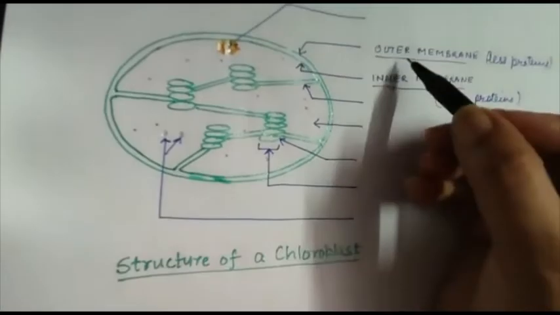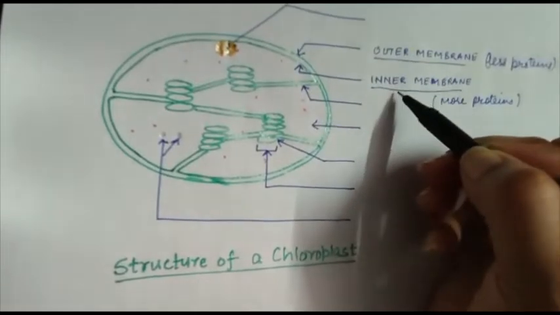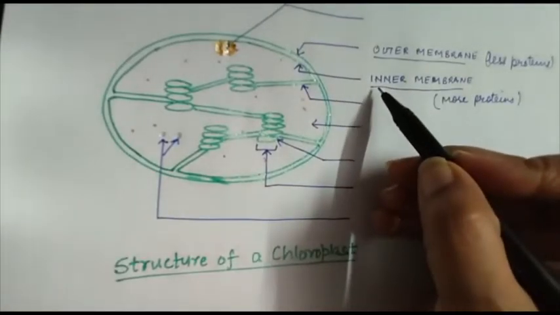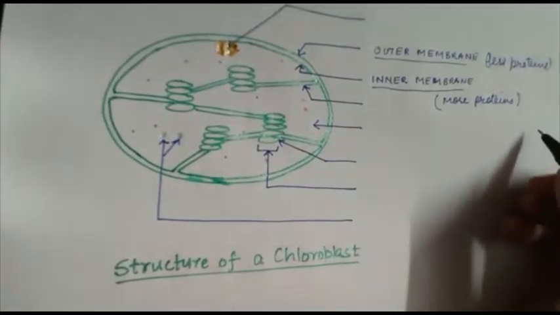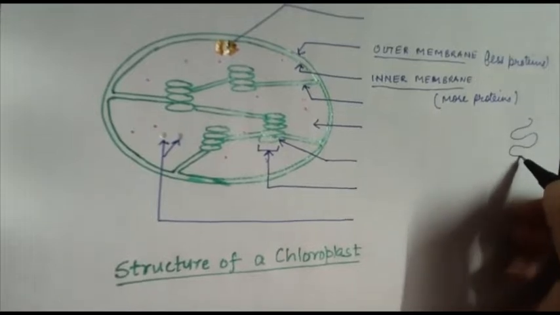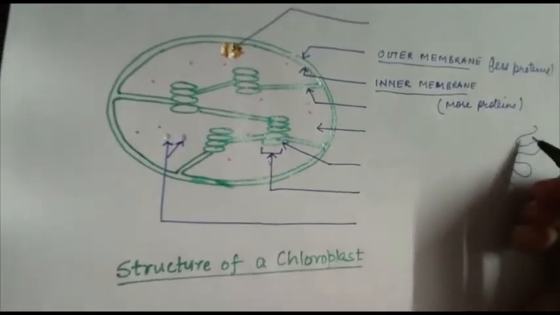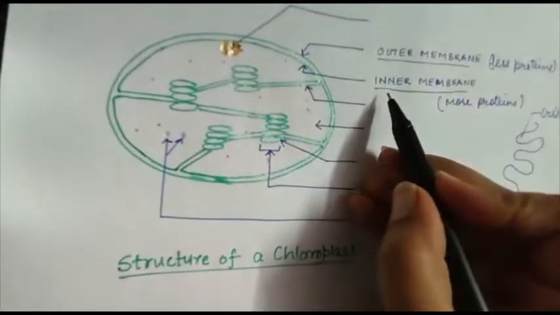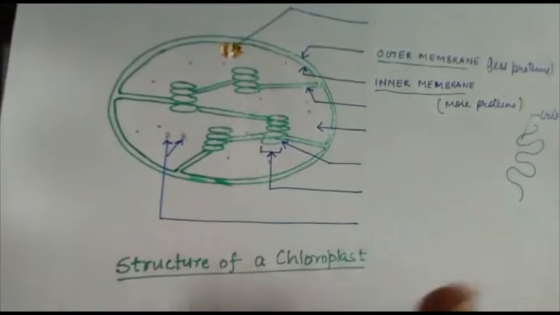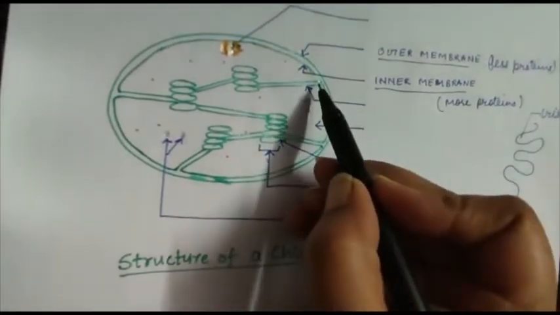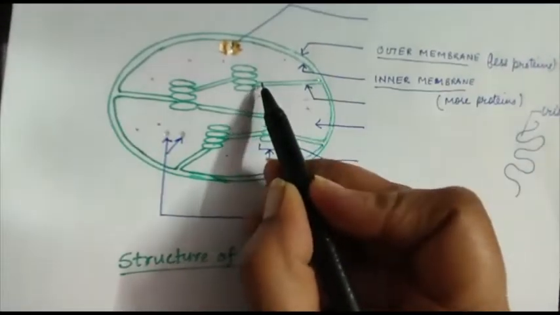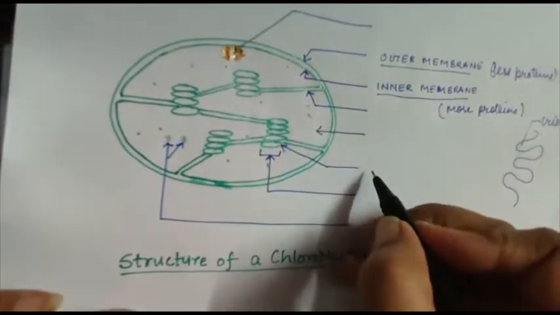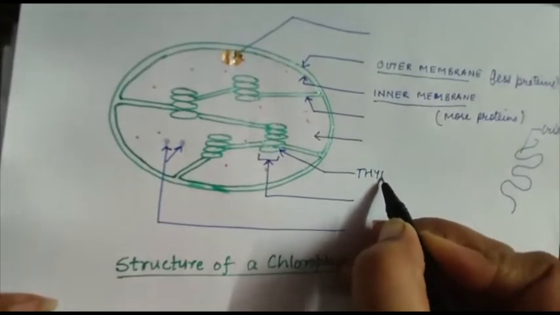The structure is similar to the mitochondria, which is a double membranous structure. But the only difference is in the mitochondria, the inner membrane is folded, right? Folded inside, and these infolds are known as the cristae. While in the chloroplast, the inner membrane is not folded, but yes, there are a few infolds which are connected to some bag-like structures, and these bag-like structures are known as thylakoids.